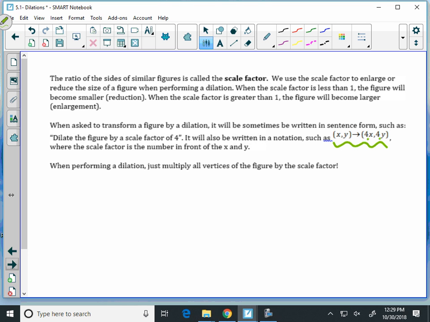Translations, it'd be like x plus 4, y plus 4. That would be an example of a translation. This is a dilation because the numbers are in front of the variables. And the scale factor is what's in front of x and y. And that's precisely what you do when you do a dilation. When performing a dilation, all you do is just multiply the vertices by the scale factor. And that's what it's telling you to do right there. Multiply all the x values by 4, multiply all the y values by 4.